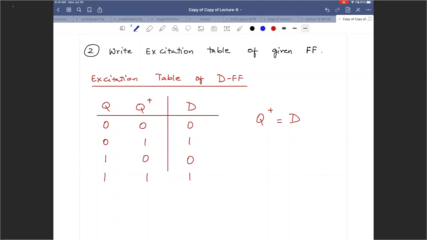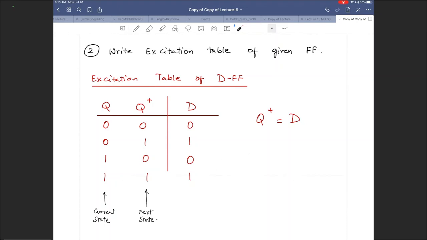That's my second step. So what does excitation table mean? Well, excitation table essentially means what should I give as an excitation? What should I give as an input to get my output to transition in one way? What should I give for D input if I want my old output to go from 0 to my new output to be 0? So Q is your current state. Q plus is your next state. If you want this particular transition on the output pin Q, 0 to 0 or 0 to 1 or 1 to 0 or 1 to 1, what should you give as the excitation? What should you give as the input? That is an excitation table.